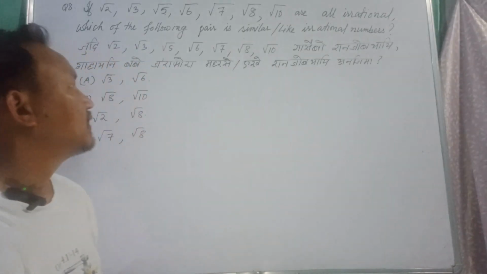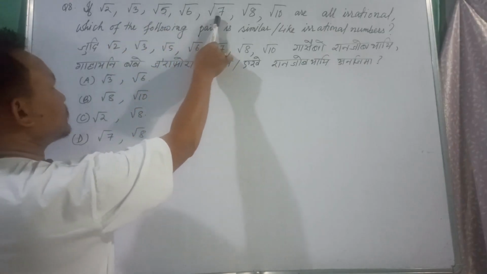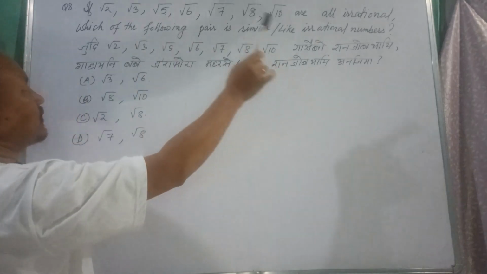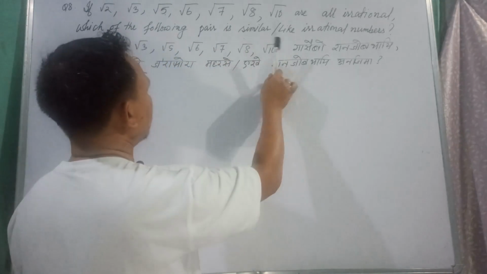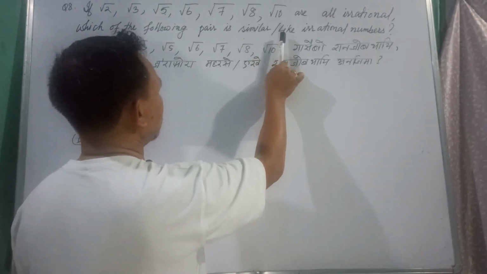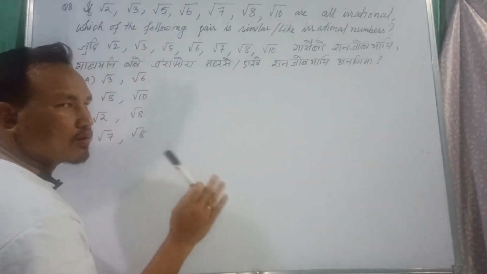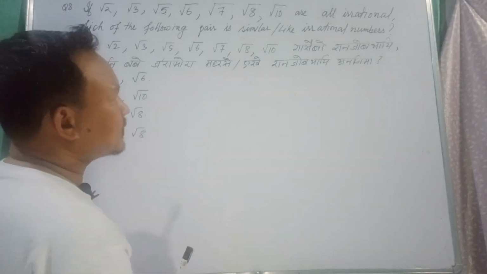If root 2, root 3, root 5, root 6, root 7, root 8, root 10 are all irrational, they are all irrational. Which of the following pair is similar? I'm not sure about the translation, I think it should come as similar or like irrational numbers. Okay, similar or like. I'm not sure about the translation. Let's wait for the books, right?